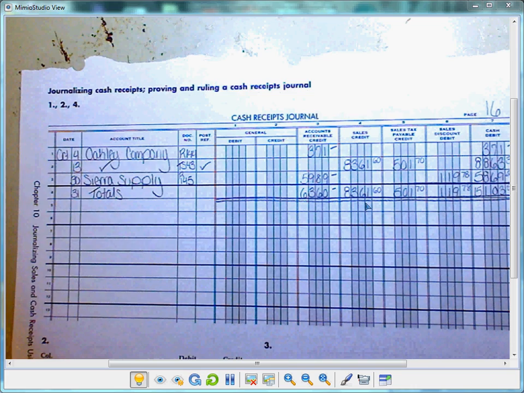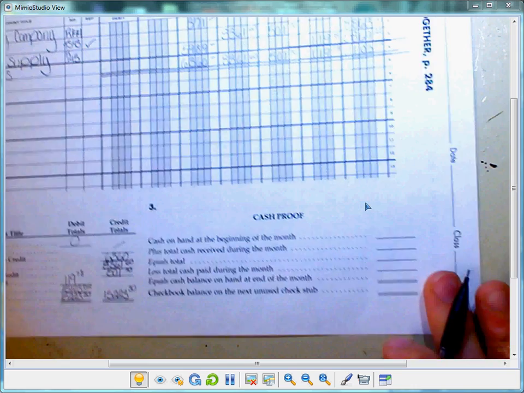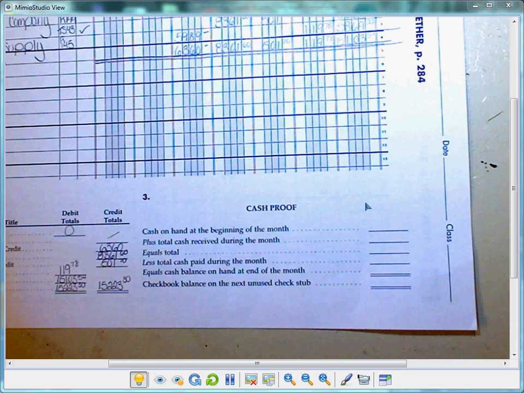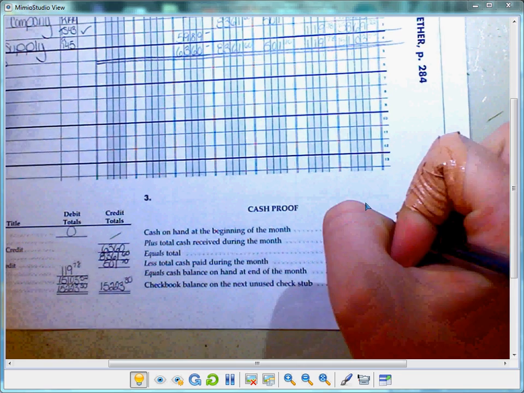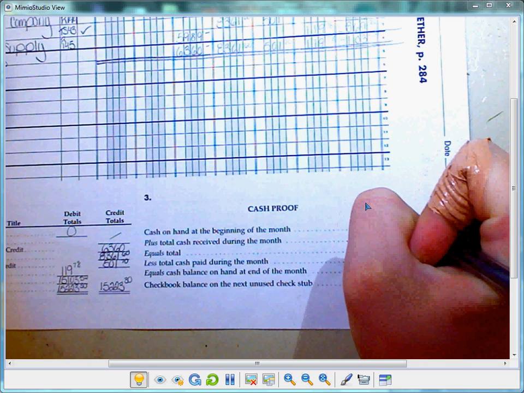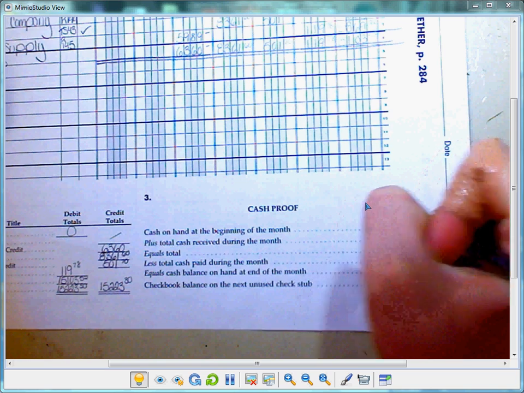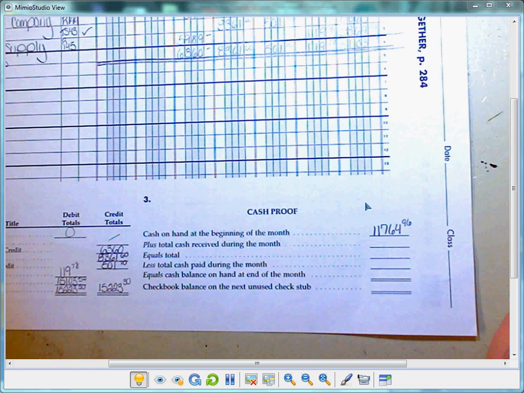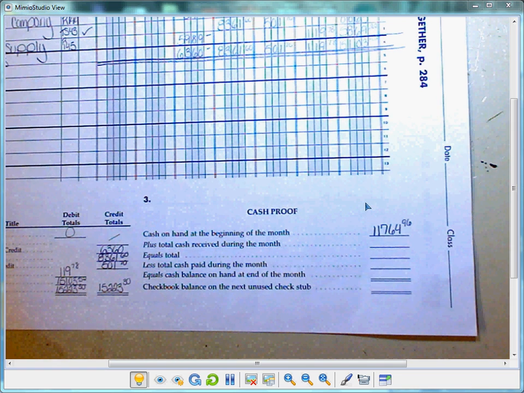Okay, then the last thing we have to do is the little part 3 there, and we're proving our cash. It tells us the October 1st cash account balance in the general ledger was $11,764.96. The October 31st cash credit total in the cash payments journal was $8,779.53. And on October 31st, the balance of the next unused check stub was $18,088.95.